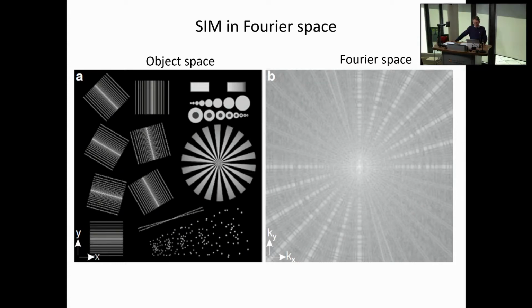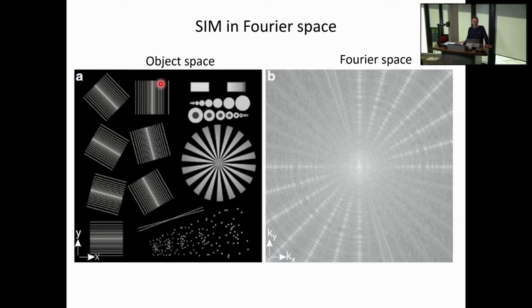So here you have an example of what an object may look like once we apply a structured illumination pattern to it. We have an object that looks like this image on the left here. You have several patterns with different spatial frequencies. This one has a range of spatial frequencies along this direction here. This one has a range of spatial frequencies along the x direction, but nothing along the y direction.